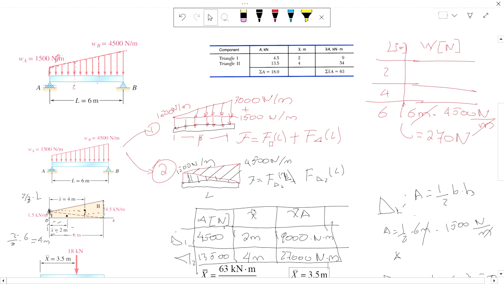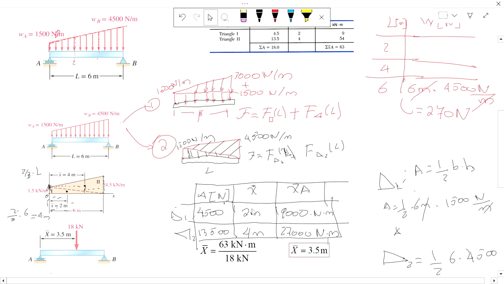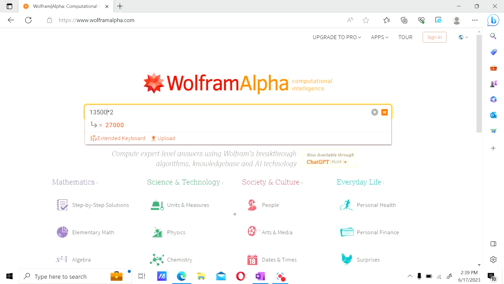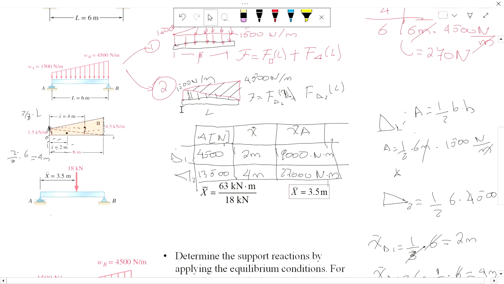Okay, so now we can have the, oh man, hold on a second, what did I do? Times 4. It's times x, right? 54,000. It's not times 2, it's times the centroid. The centroid is 4. So 54,000.